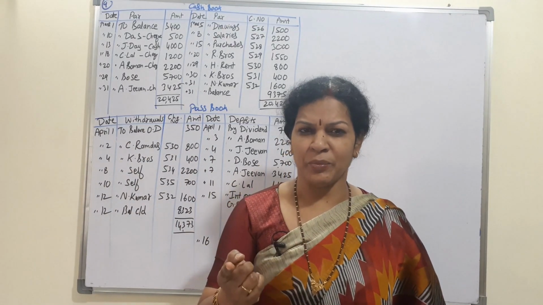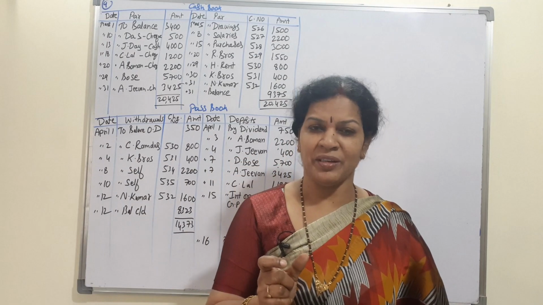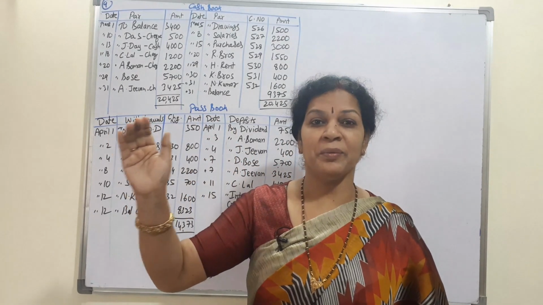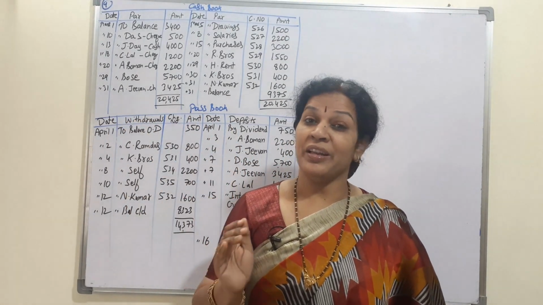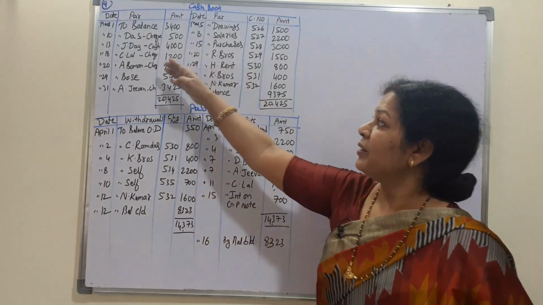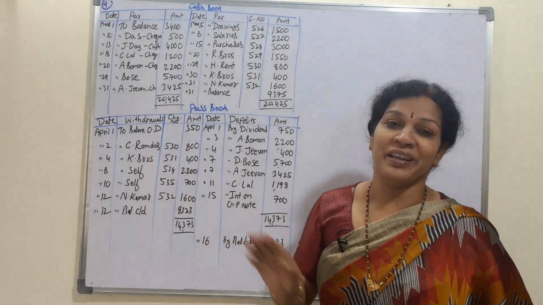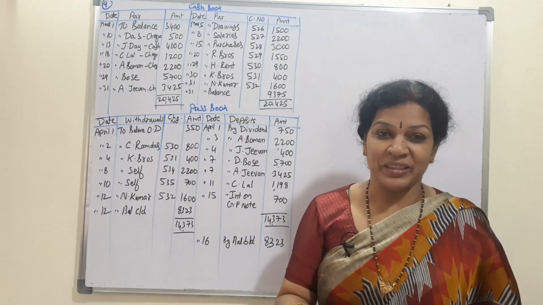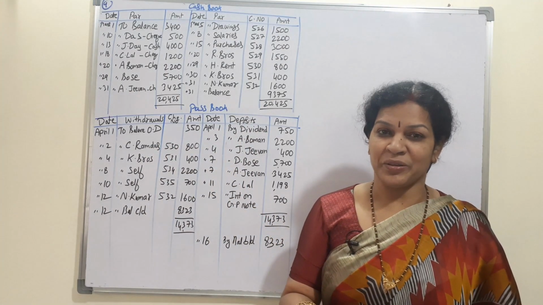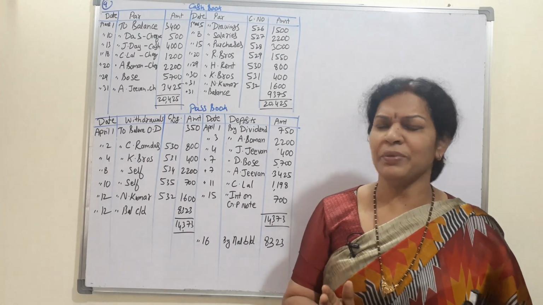In the previous problem the same month was given, cash book March month and passbook March month. Now this problem is different. March month cash book is given, and the passbook is April, the next month. So how do you work out? For this, first I'll tell you a simple approach.